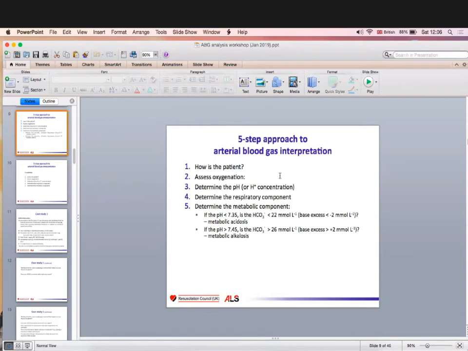Then the second step is assessing the oxygenation of the patient. Oxygenation is assessed by looking at the partial pressure of oxygen, usually shown in millimeters mercury. And as I told, when you interpret the partial pressure of oxygen, you must always look at the inspired concentration of oxygen or FiO2. It can range from 21% to 100%. Without knowing the inspired concentration of oxygen, you can't evaluate the oxygenation. It's useless.